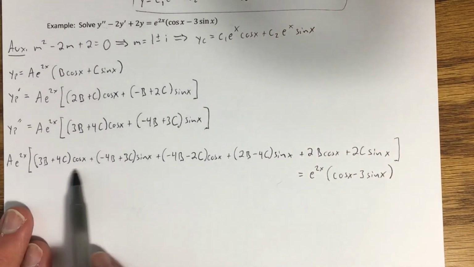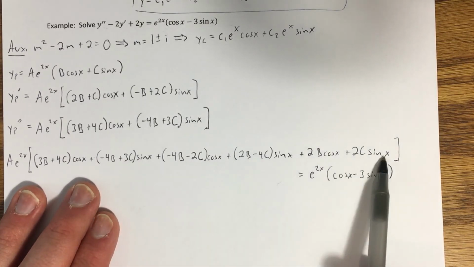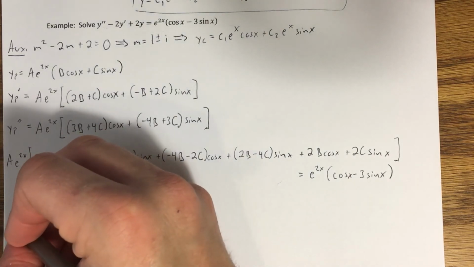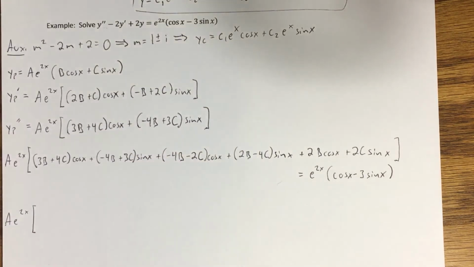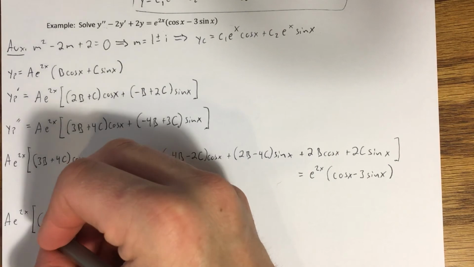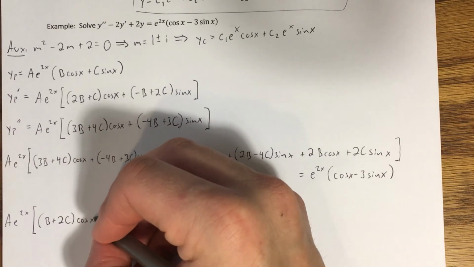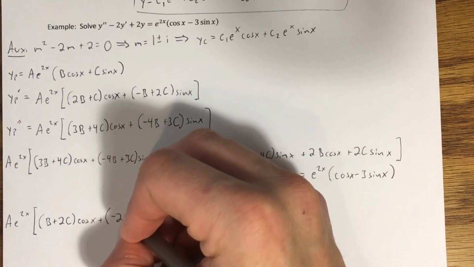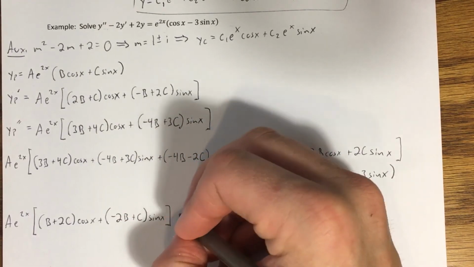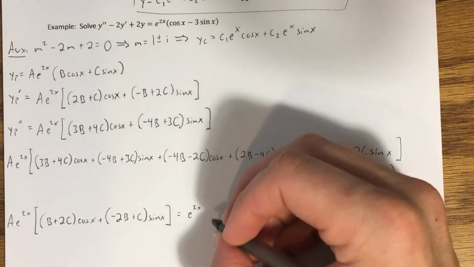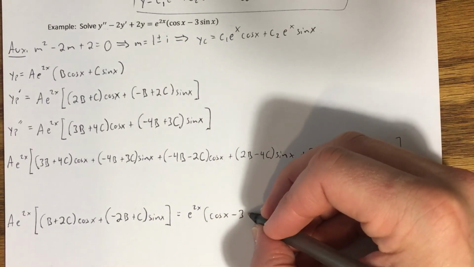Okay? Lots of combining to do here. Combine all 3 of these cosines here, all 3 of these sines here. What's that going to give you? a e to the 2x times, when we simplify this down, it's going to look like b plus 2c cosine of x plus negative 2b plus c sine of x equals e to the 2x times cosine of x minus 3 sine of x.